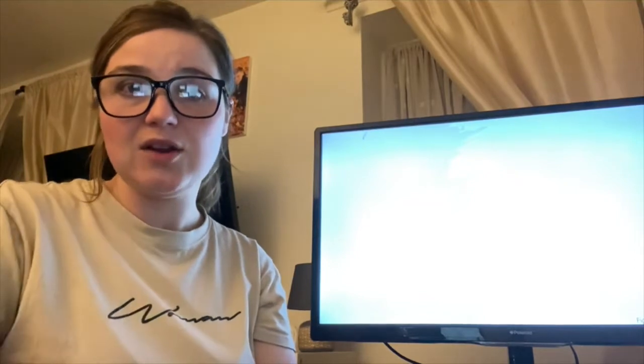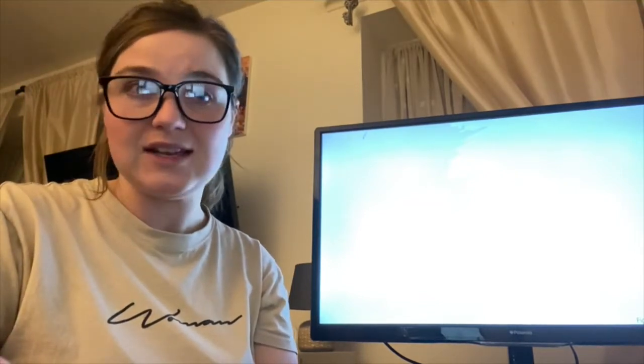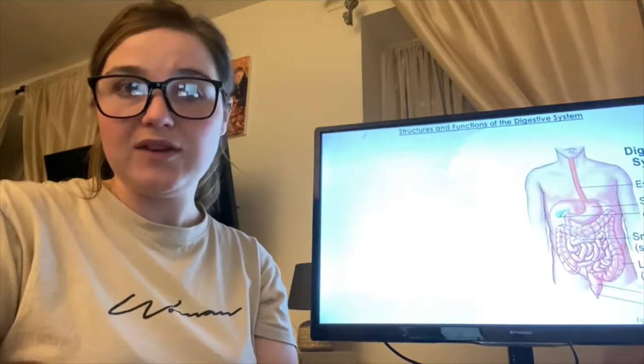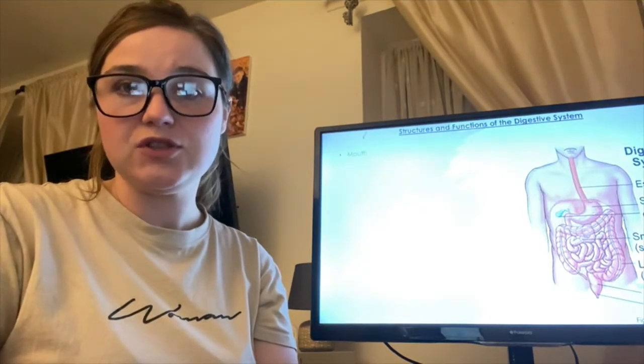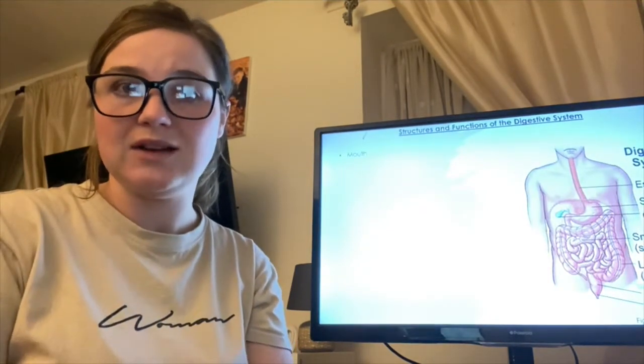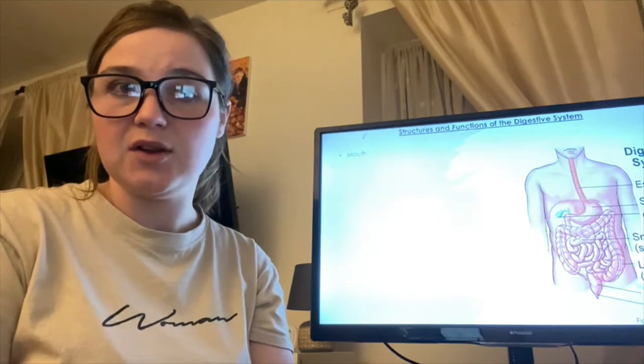The digestive tract is a continuous tube that has two openings, starting with the mouth and ending with the anus. So let's take a look at the organs and their functions in aiding digestion. Starting with the mouth, including the teeth and the tongue, we use our teeth to chew the food, causing mechanical breakdown. Our tongue mixes the food with our saliva, known as mastication.